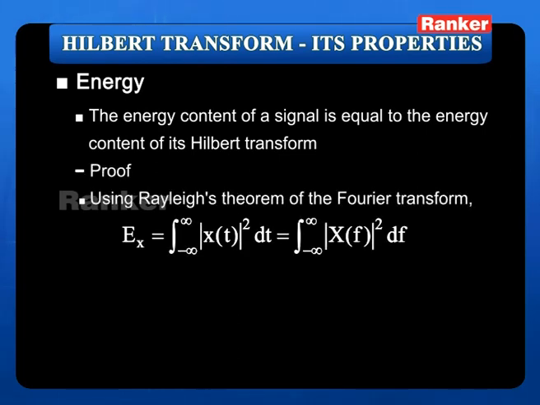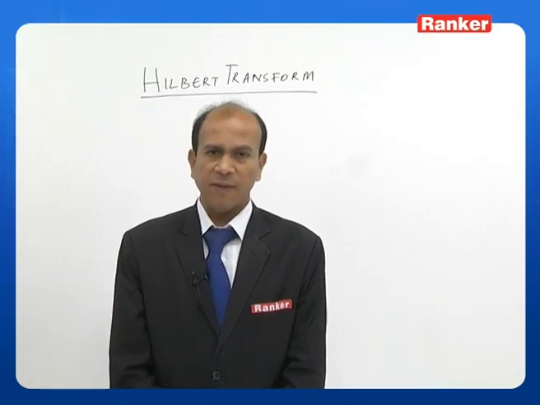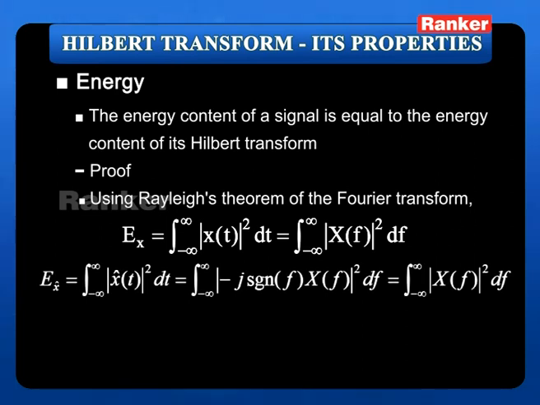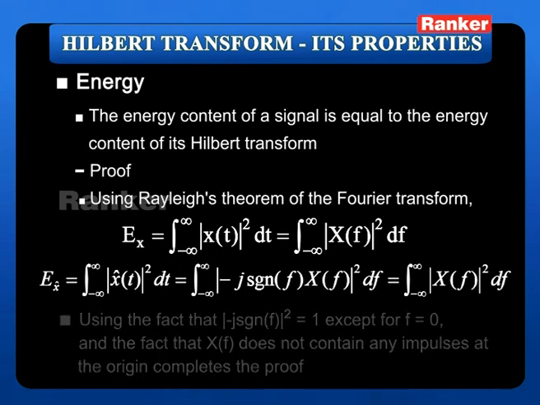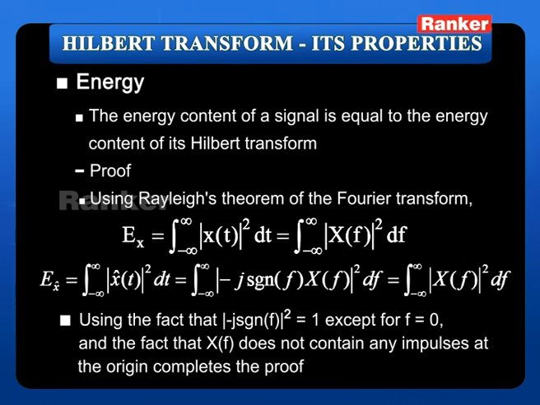Let us see Rayleigh's theorem of the Fourier transform, which says the energy of a signal is given by integral from minus infinity to plus infinity of |x of t| whole square dt, and that is equal to the integral from minus infinity to plus infinity of |X of f| whole square df. When I take the Hilbert transform, the energy of the Hilbert transform signal will be the integral from minus infinity to plus infinity of |x cap of t| whole square dt, that is equal to the integral from minus infinity to plus infinity of |minus j signum of f X of f| whole square df. That is simply equal to the integral from minus infinity to plus infinity of |X of f| whole square df, because the fact that minus j signum of f whole square is equal to 1 except at f equal to 0, and the fact that X of f does not contain any impulse at the origin completes the proof.